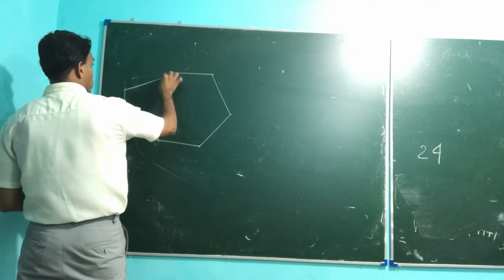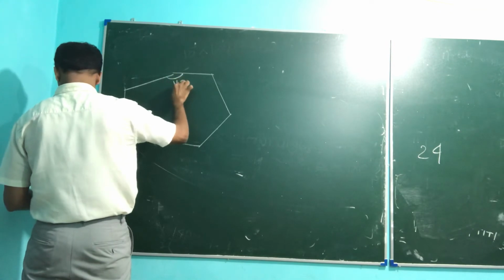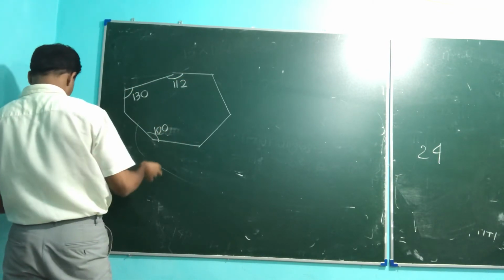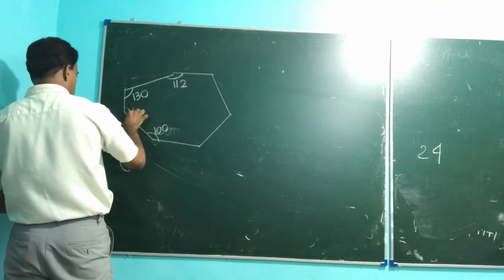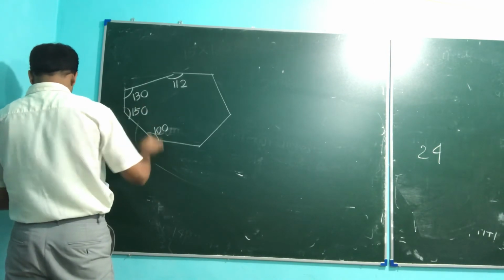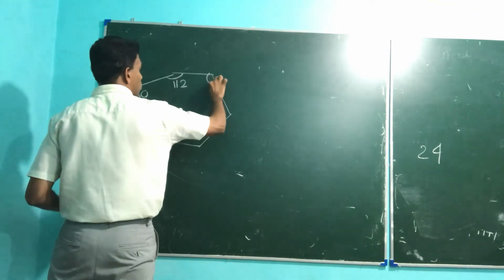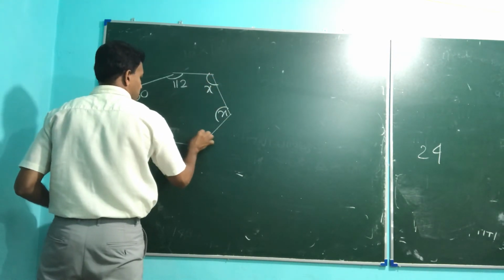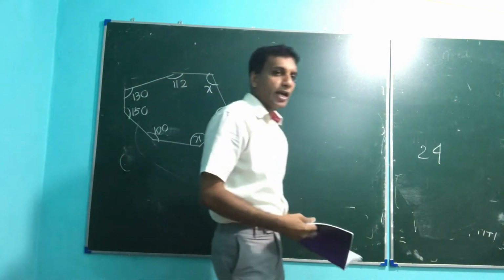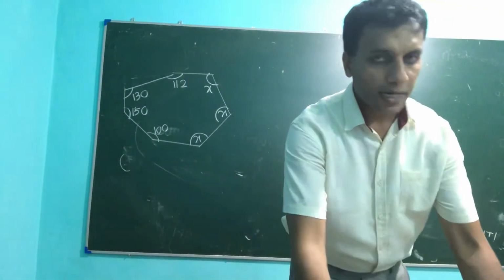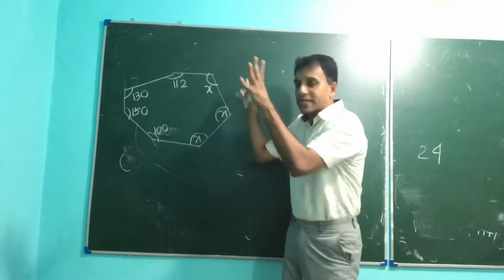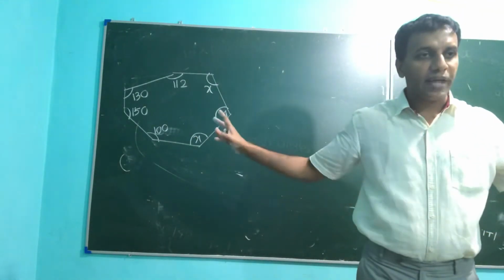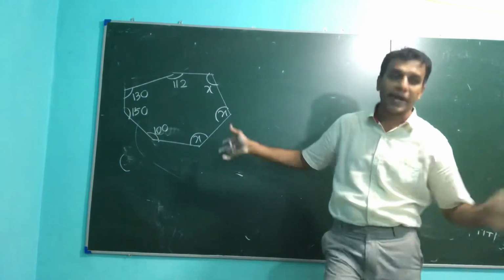another 112, another 130, all obtuse angles, 150. The remaining angles are equal: x. It's very useful if you draw the diagram also, because some questions come with a diagram. They give this in the question paper. Find x. The problem is to find x.